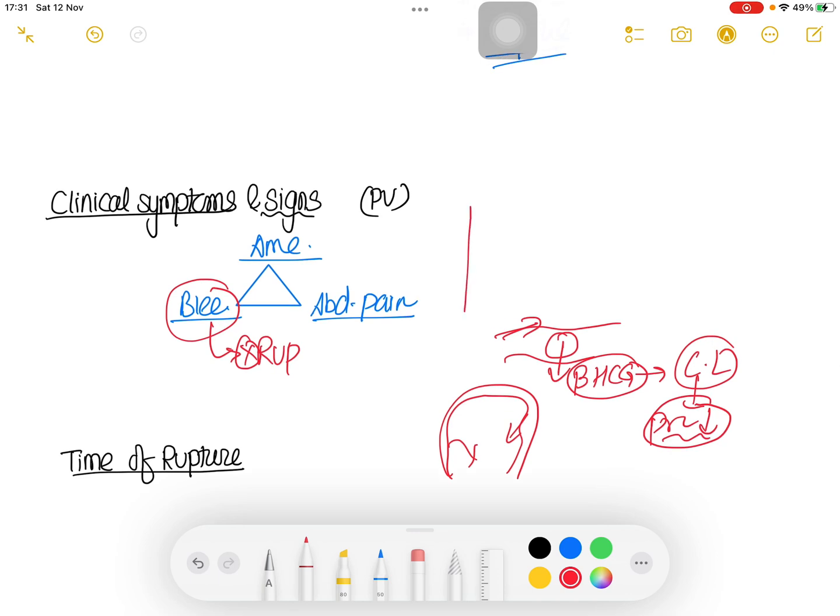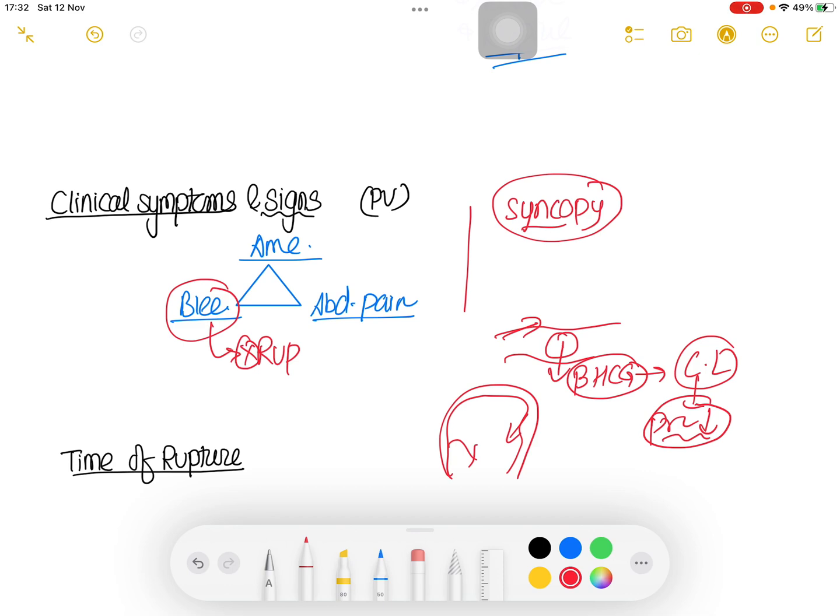And for signs like syncope, if there is a rupture, not all patients who have a rupture come with syncope, but there is a chance of having syncope if there is a rupture. So we cannot neglect syncope in the patient. We have to take a detailed history to rule out ectopic pregnancy if there is any history of syncope in the pregnancy.